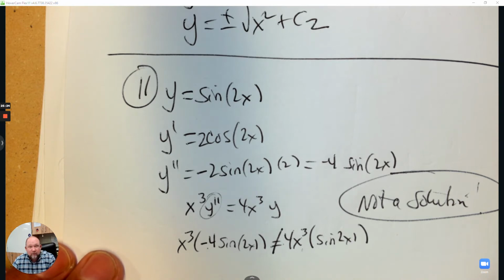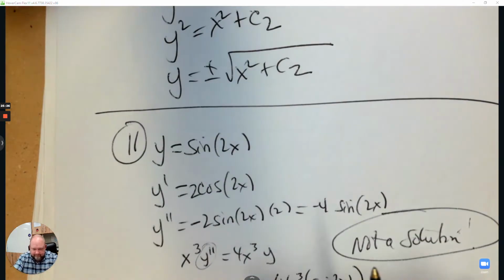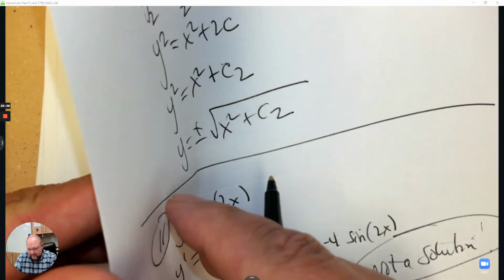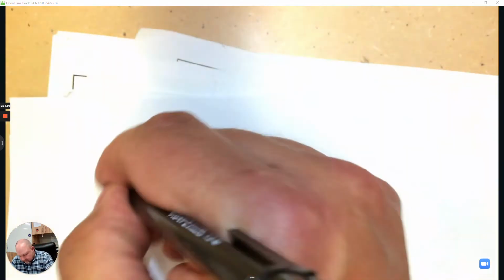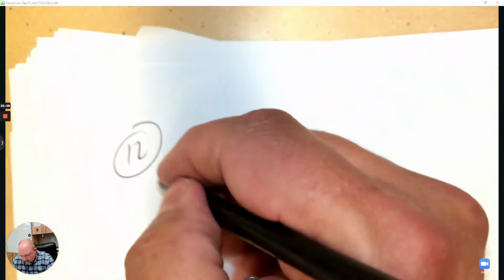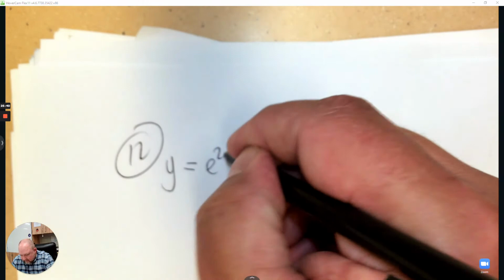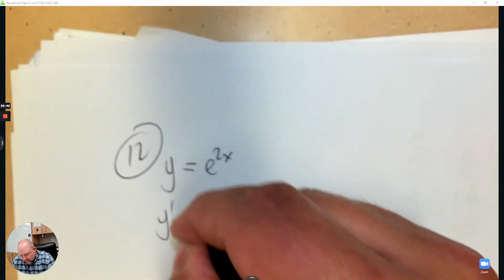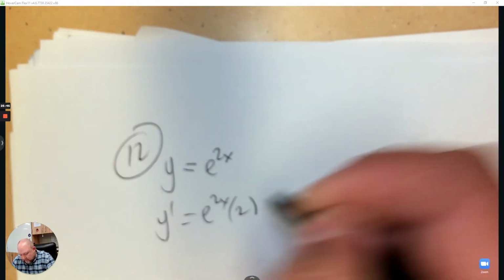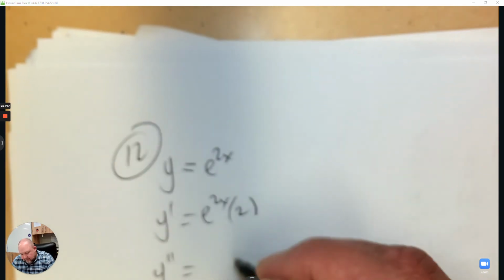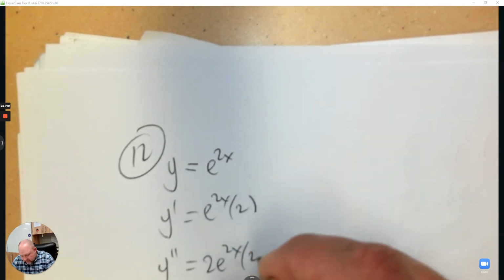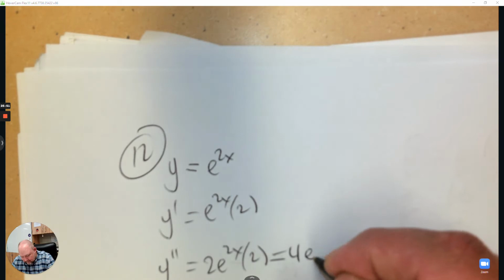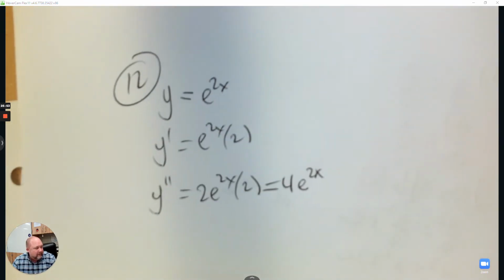Let's look at number 12. Y equals e to the 2x. So the first derivative is e to the 2x times 2, and the second derivative is 2e to the 2x times 2, which is 4e to the 2x. So there's step number 1.